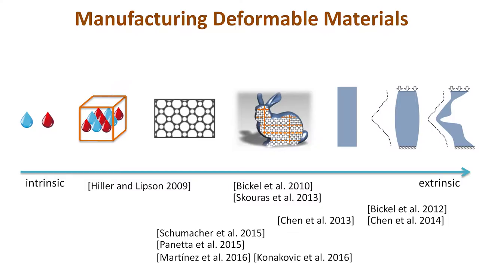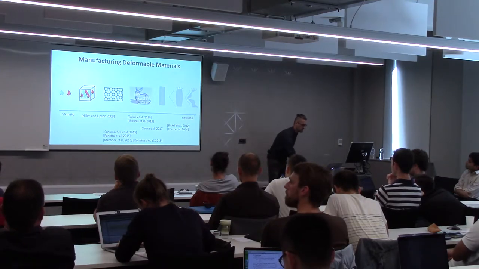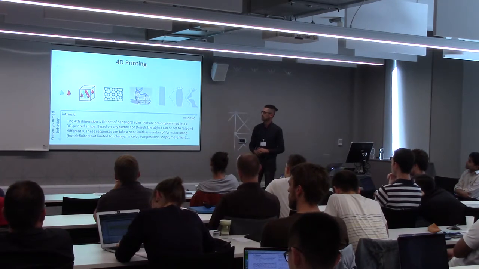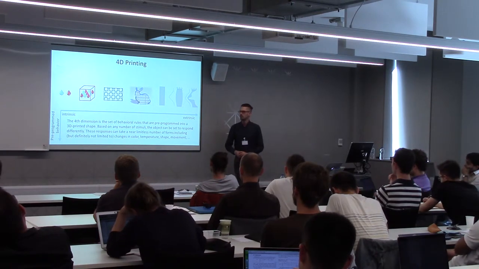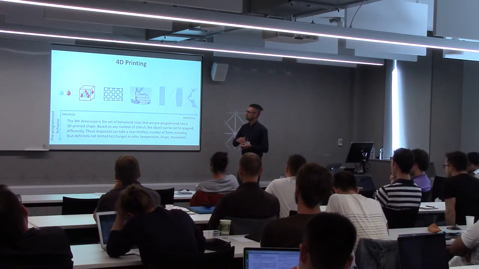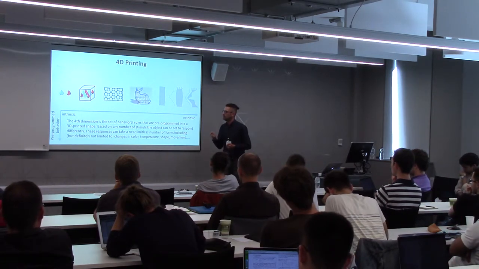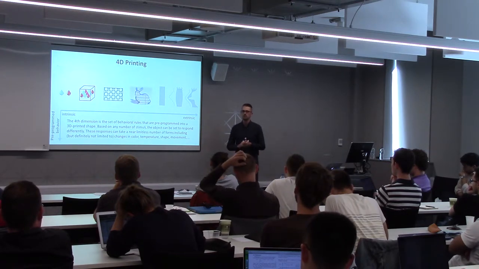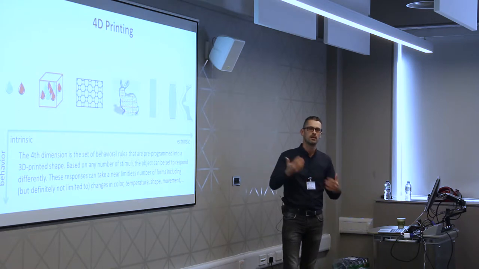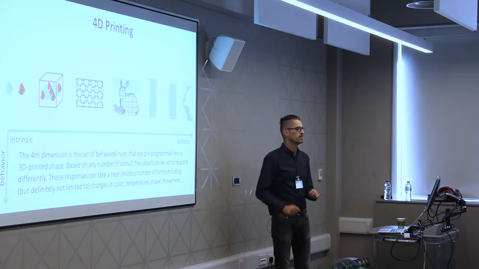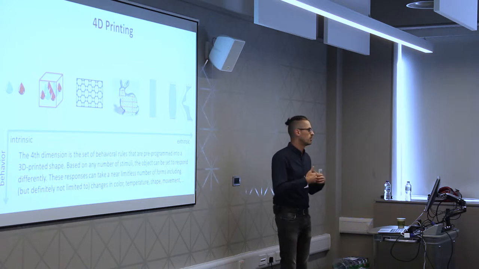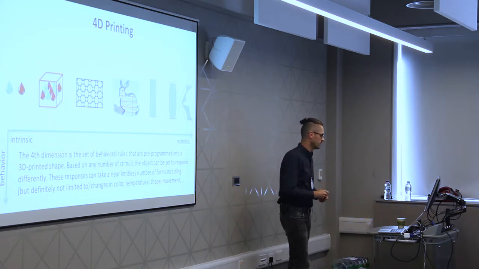Also, quite a bit of work has already happened in graphics on these various levels. And recently, people got interested in not just looking at the static behavior of an object, but also in how we can embed some pre-programmed behavior into it. Some people call this 4D printing. So you have one additional dimension where you tailor a material in a way that when you have a stimulus, the object deforms in a certain way.